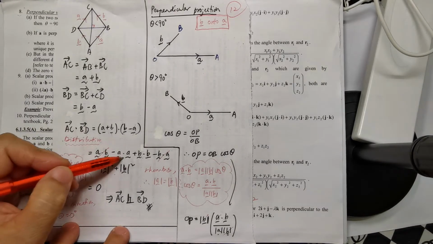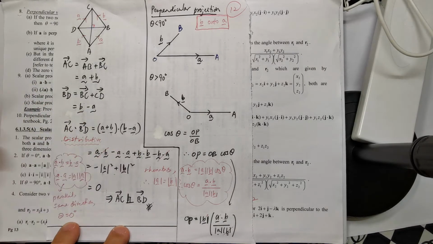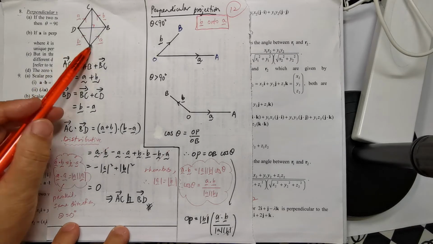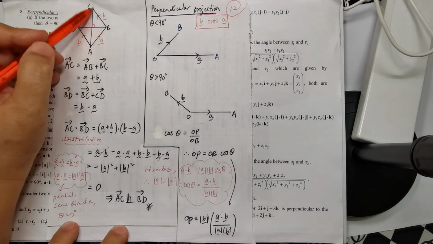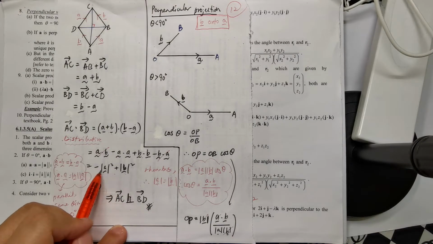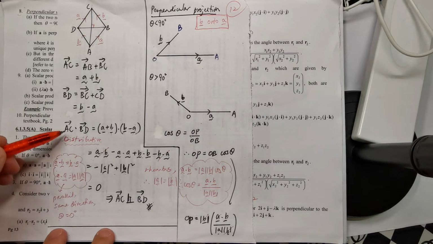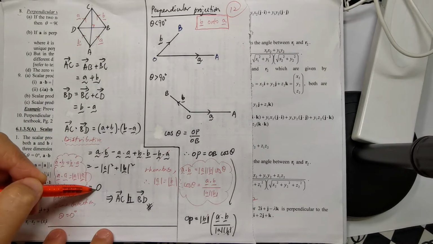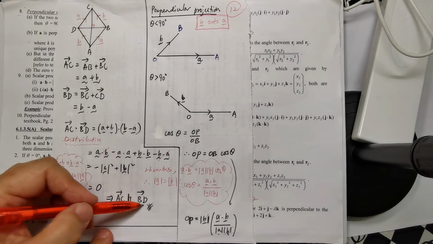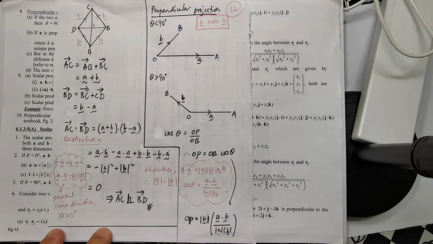So A dot A is modulus A squared, and B dot B is modulus B squared. Because this is a rhombus, as I said just now, all four sides are equal, so their moduli are equal. Modulus A and B are the same. Therefore, negative plus positive, no more, 0. So we get AC dot BD equals 0. The conclusion is AC is perpendicular to BD: the diagonals of a rhombus are perpendicular to each other.